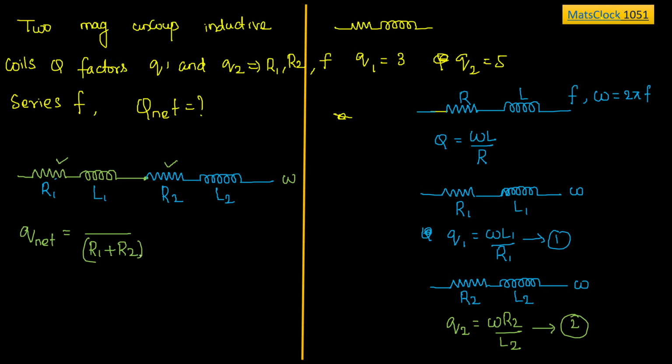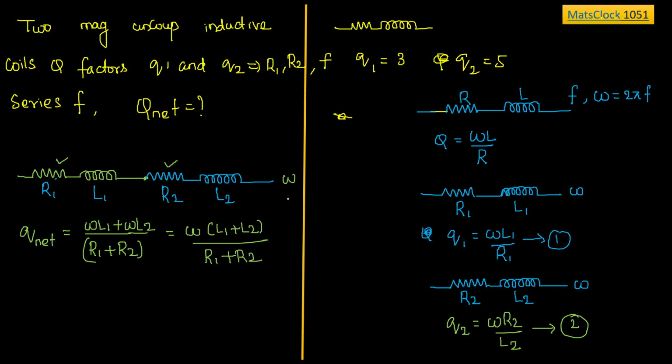First conclusion: quality factor Q is equal to omega L by R only. So omega is fixed. How will you write the inductance? It can be written as omega into L1 plus omega into L2. Anyway, omega is common, you can take it out. So I can write (L1 plus L2) upon (R1 plus R2). That's all. This is the overall quality factor.